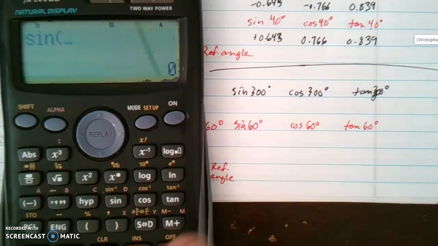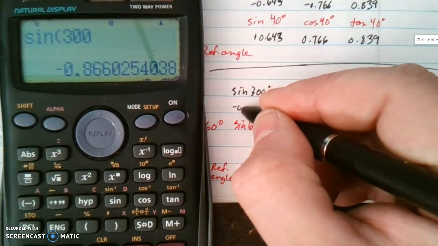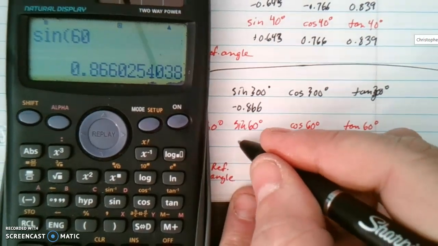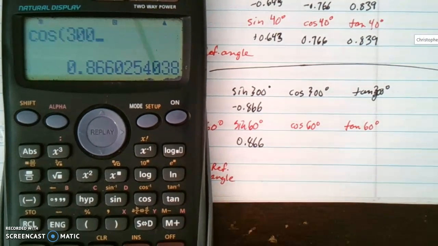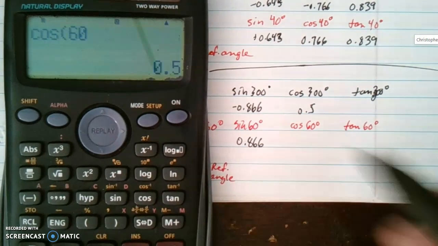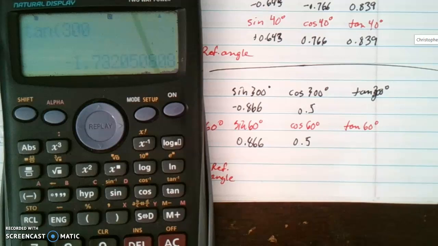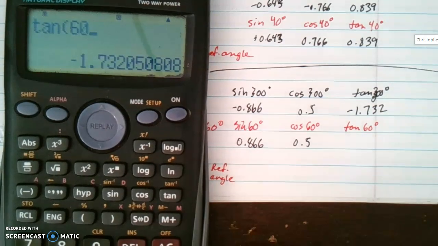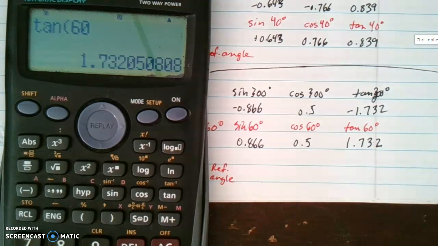So here goes. Sine of 300. We're going to get negative 0.866. Sine of 60, you're going to get 0.866. All right, cosine of 300, you're going to get positive 1/2, 0.5. Cosine of 60, don't trust me, try the calculator. What do you get? Same answer. Tangent of 300, what do you get? Negative 1.732. Tangent of 60, you're going to get 1.732.